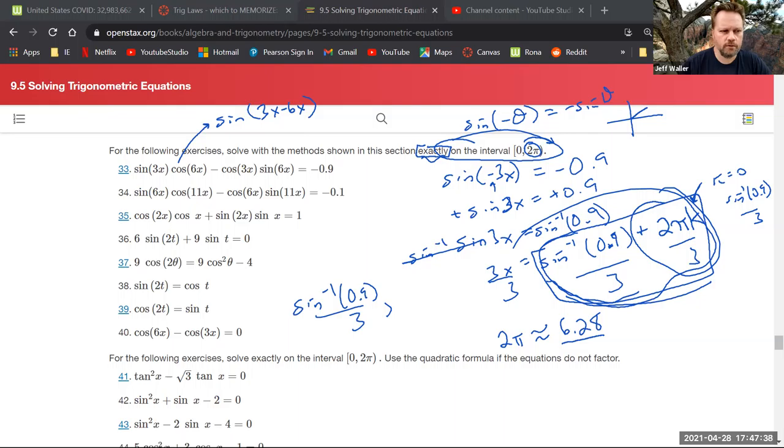I have the same quiz, same problem, like 33. Yes. Is there a coterminal? No, the other side? You know what I mean? No. So sine inverse of 0.9 over 3 is quadrant 1, right? Yeah, this is quadrant 1. Because like you and I were talking about earlier, sine inverse of 1 is pi over 2. So sine inverse of 0.9 is definitely in quadrant 1. And when you divide it by 3, it's even more in quadrant 1.